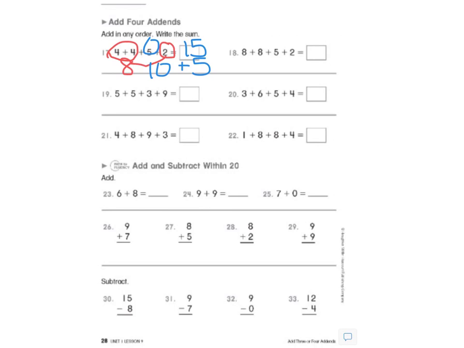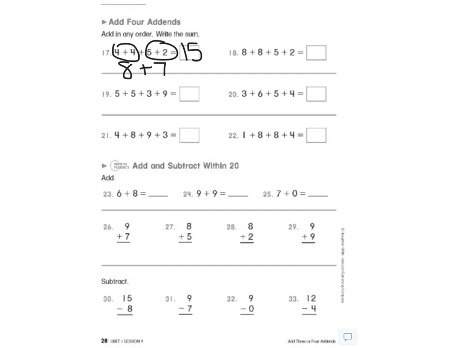Okay? There's a couple different ways that you can make this work for you. You just have to find the strategy that works best for you. So maybe instead of doing the doubles plus 2 plus 5, maybe you want to do 4 plus 4 is 8, and 5 plus 2 is 7, and you know that's doubles minus 1. 8 plus 8 would be 16, so 1 less than that gives me 15. So that's another strategy that could work for you.